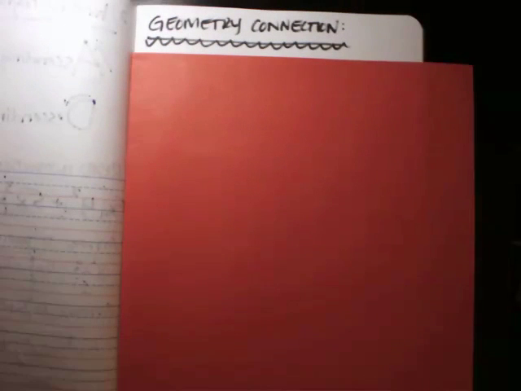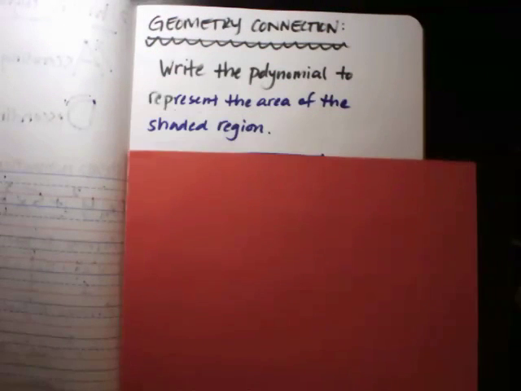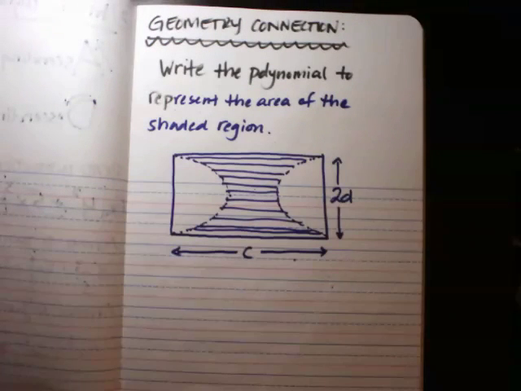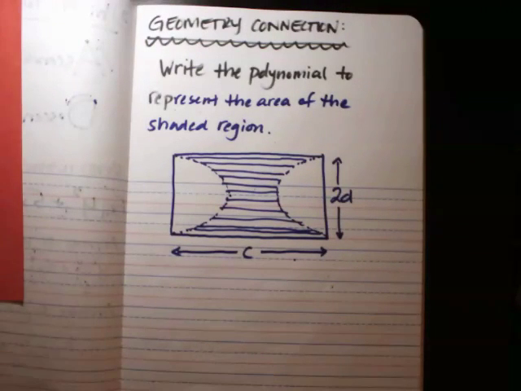Okay. So the very last piece is the geometry connection. The objective here is to write the polynomial to represent the area of the shaded region. So go ahead and draw this picture in. If you recall, to do this problem, you're going to need to understand how to find areas of various shapes. So we're talking about area, and what shapes do we have here?